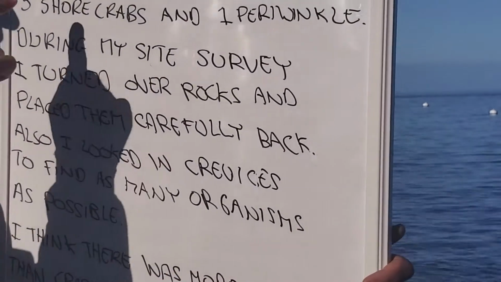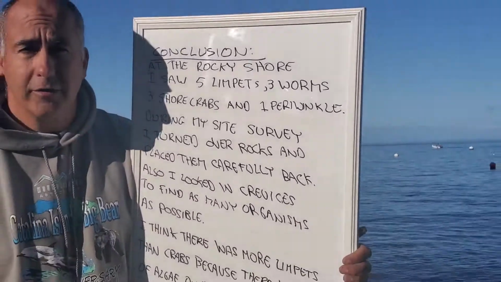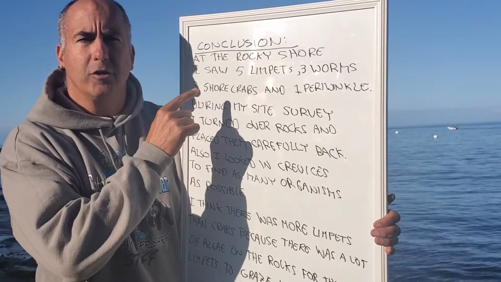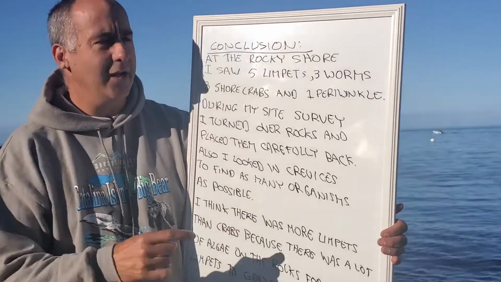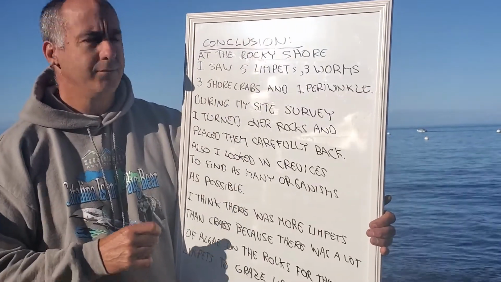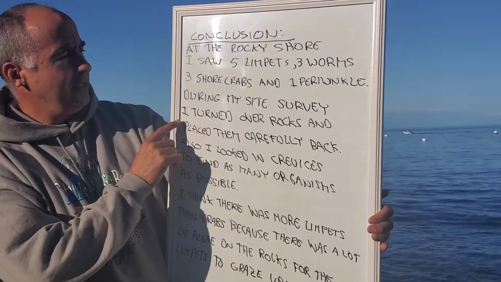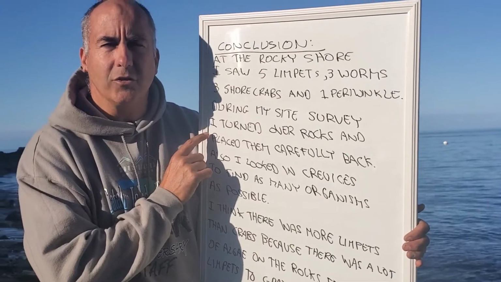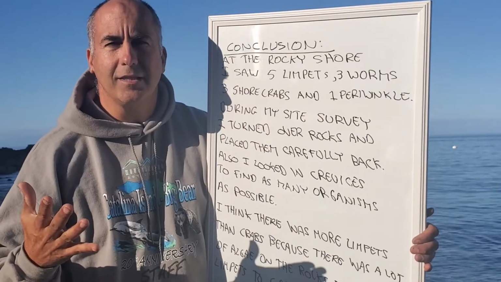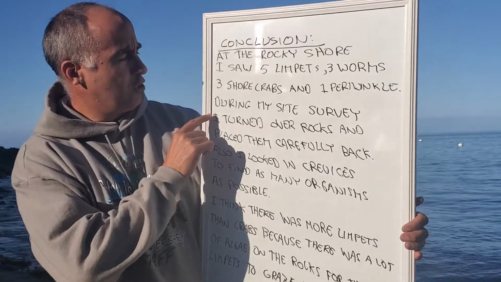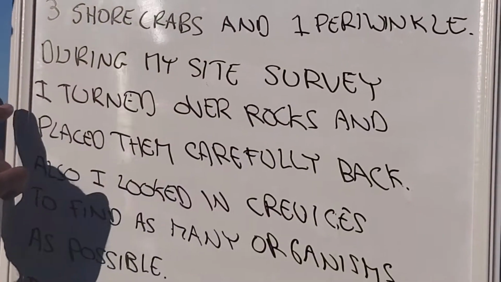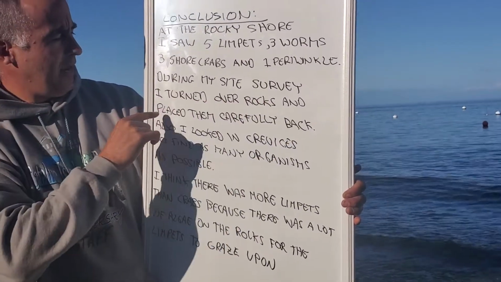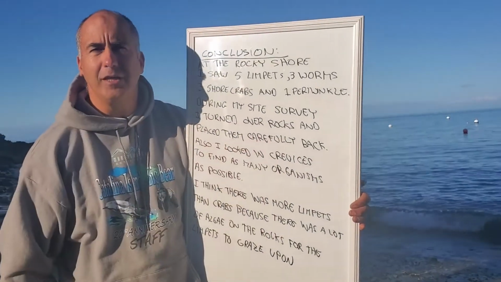Now remember, I got this information from my data chart, okay? So when you write your first part of your conclusion, you need to look at your data chart and list what your findings were. Secondly is, how did I do this procedure? What was I doing to get these animals? I turned over rocks during my site survey, right? I turned over rocks and placed them carefully back.